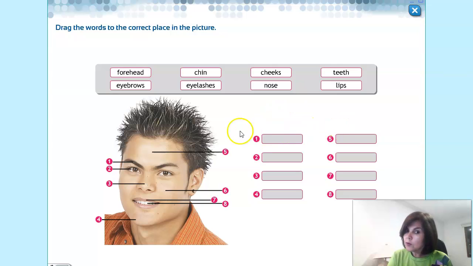On the next exercise, what you need to do is to put the right words in the right place. Okay? So you know this. Forehead, eyebrows, chin, eyelashes, cheeks, nose, teeth, and lips.